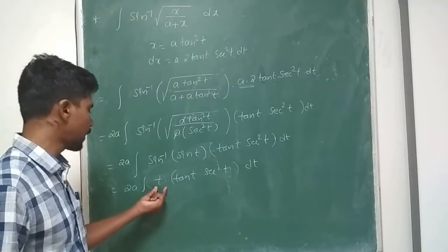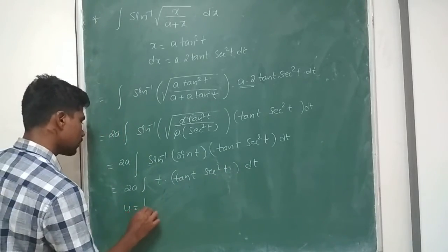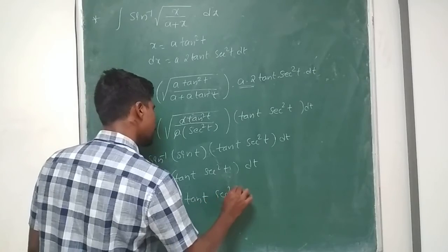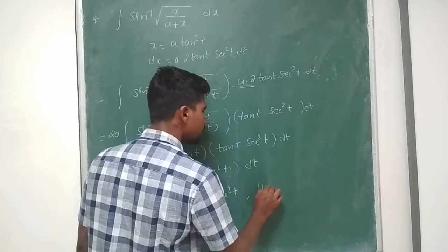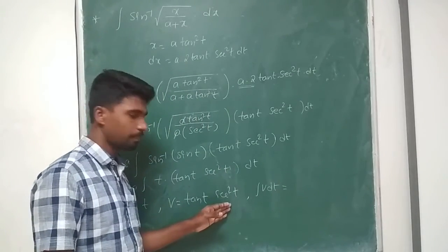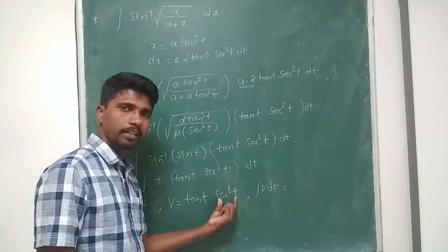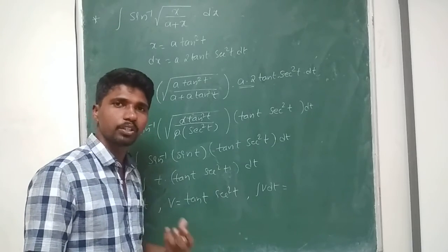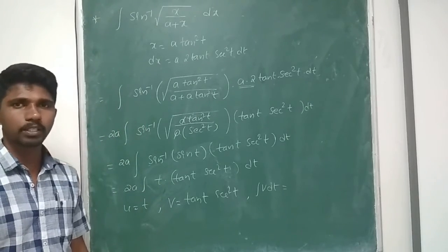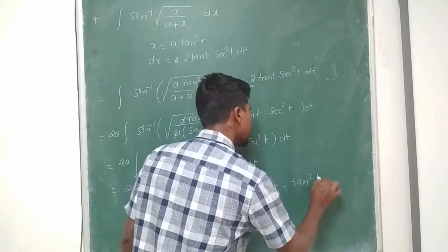So I have here an algebraic function as well as a trigonometric function, a combination of trigonometry. So I take u as t, v as tan t into secant square t. Now what about integral v dt? Integral v dt is nothing but integral tan t into secant square t. If I consider tan t as f of x, secant square t will be f dash of x. So integral f of x into f dash of x is nothing but f power n plus 1 by n plus 1. Here the value of n is 1. So I get integral v dt as tan square t by 2.